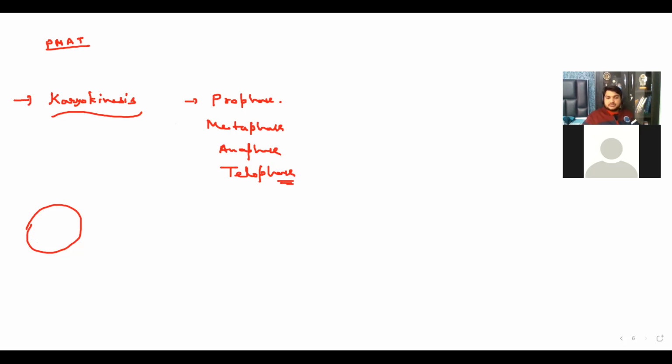Wait, what is metaphase? One second, just one second. So this is the karyokinesis of mitosis, and then cytokinesis will take place. After the nucleus divides, cytokinesis, meaning division of the cytoplasm, takes place.